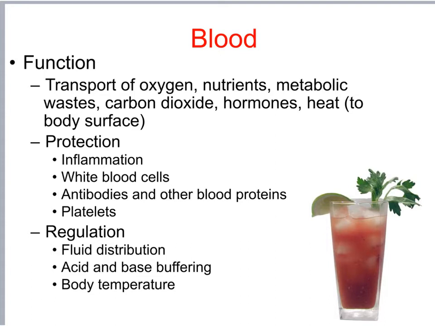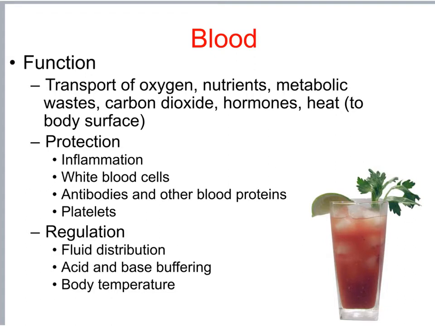We also have a lot of protection that occurs. The protective functions of blood include inflammation, which certainly is part of our immune system as well. It helps to prevent infection, and it's the white blood cells, antibodies, and other blood proteins that help with this. We also don't bleed to death because there's platelets within our blood that helps with hemostasis.